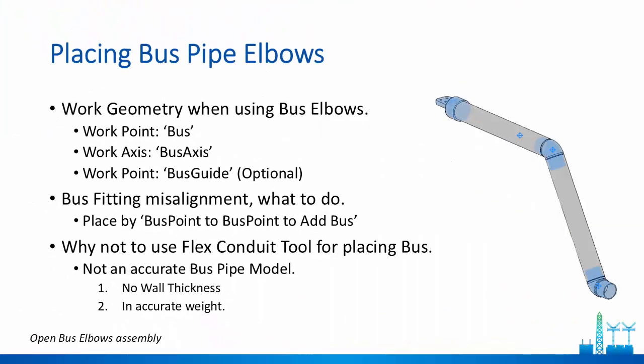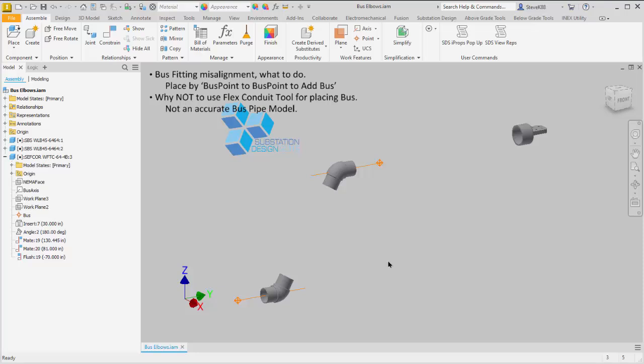Placing bus pipe elbows can be confusing. The work geometry that we use can only be bus axis or bus guide. There's no bus 1, bus 2, or bus 3 items like that. We'll also review bus fitting misalignment, what to do, and why not to use the flex conduit tool for placing bus, because you will not get an accurate bus pipe. So here's a little jig of bus elbows.